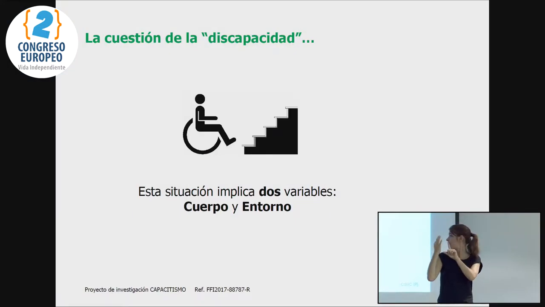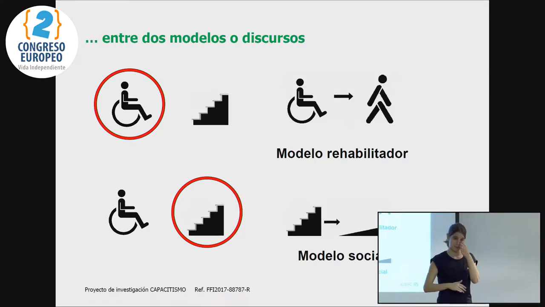I'm going to describe what you can see on this slide. This is the usual symbol of a person in a wheelchair at the bottom of some stairs. I hope that you'll be able to see these slides all right. What we see here is a situation which has two variables: the person's body and the stairs, the milieu, the setting.